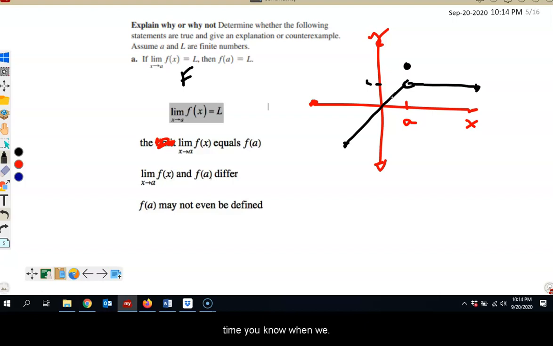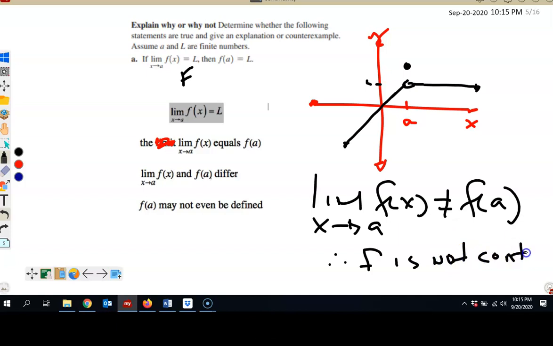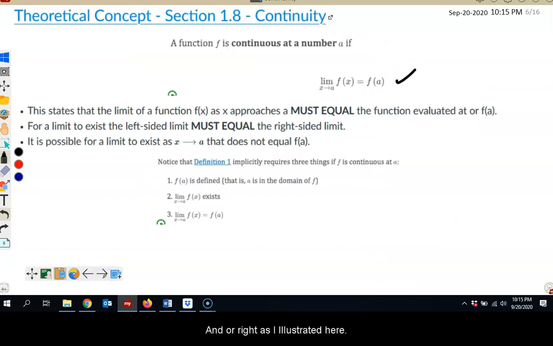A lot of times, when we see a graph and notice that there is an open circle, we can gather that it's not going to be continuous at a, but that's not the justification. The justification if a function is not continuous is that the limit as x approaches a of f of x does not equal f of a. Therefore, we would say f is not continuous at a. And, as I illustrated here, there are three things that we're going to have to make sure that we verify.